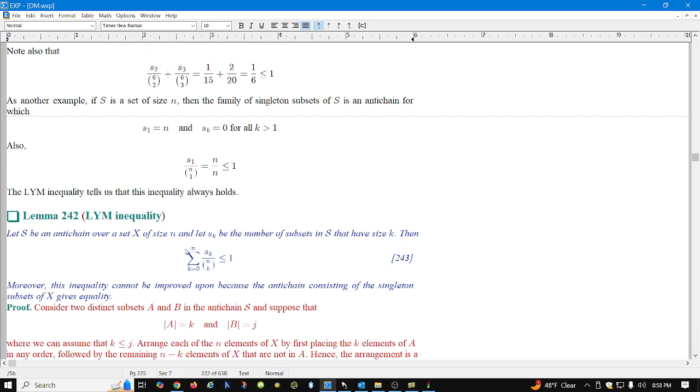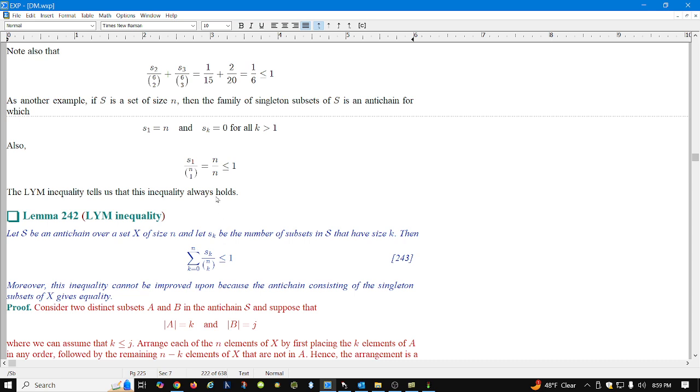Then the sum over all possible k's, 0 to n, of Sk divided by n choose k is less than or equal to 1. And whenever you have an inequality, you are supposed to ask, when could it be? Could it be an equality at some time? And if so, hopefully, when? Well, what we can say is this cannot be improved.